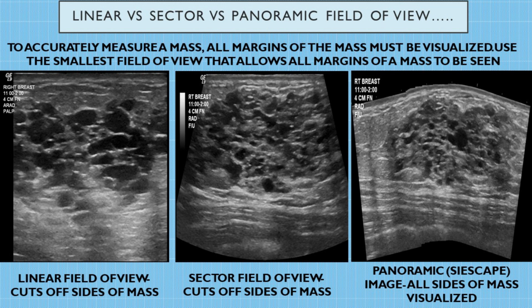In the next field of view, the sector field of view, you can see that the sides of the mass are still cut off. So this would also underestimate the mass size. When neither a linear field of view nor a sector field of view can display all of the mass margins, it's time to move to a panoramic or a seascape image. When we use panoramic imaging for this mass, you can now see that all sides of the mass are visualized, and this will allow for a more accurate measurement of the mass.